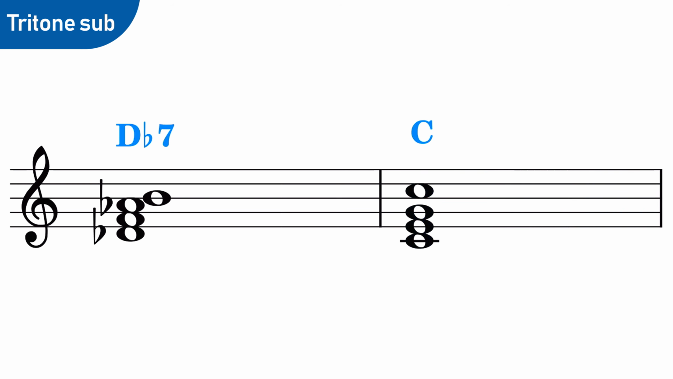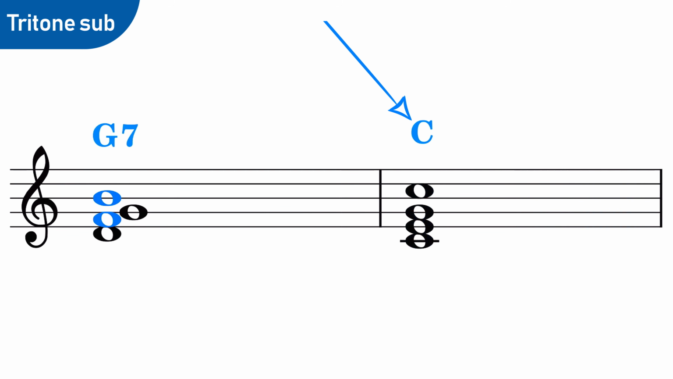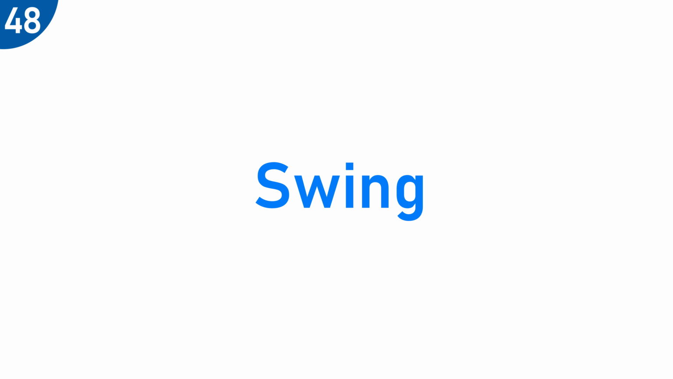And what allows this to work is that both those chords, G7 and D flat 7, both contain the same tritone, so they both have the same effective resolution back to the tonic chord. Another very important element of jazz music is swing.